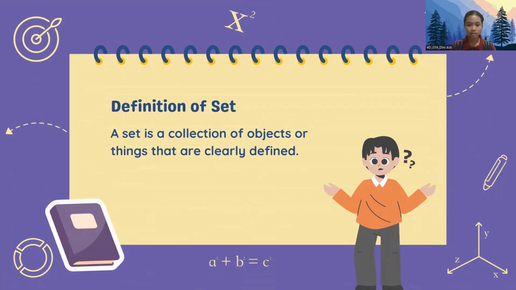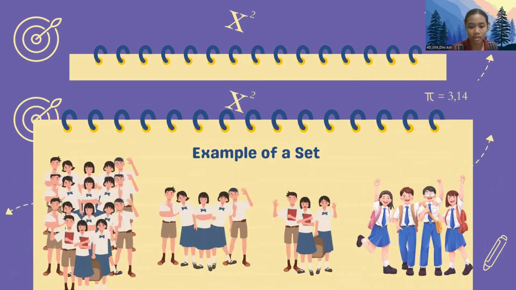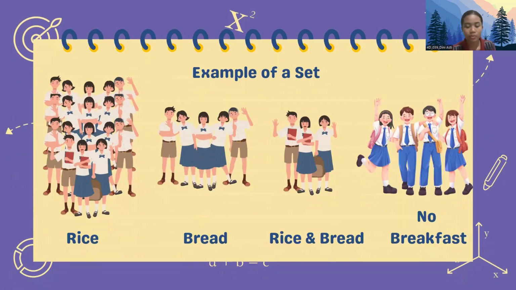Let's start with the definition of a set. A set is a collection of objects or things that are clearly defined. For example, look at this first scenario about breakfast.